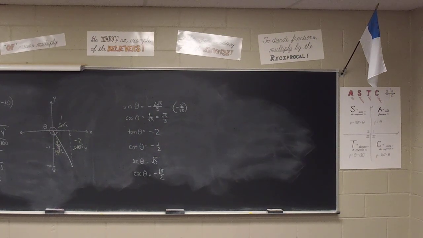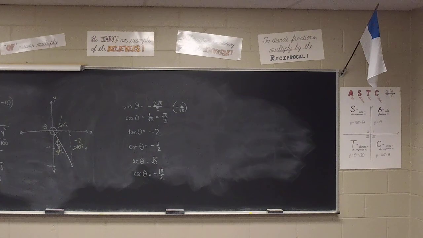Tangent: think ASTC, quadrants 1 and 3. Secant: quadrants 1 and 4, because when we see secant, we think cosine, its reciprocal. So 4, and then of course 1. What about cosecant? 1 and 2, because again, cosecant goes with sine, which is quadrant 2, and of course, quadrant 1.